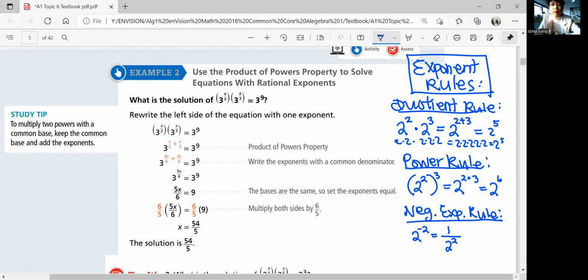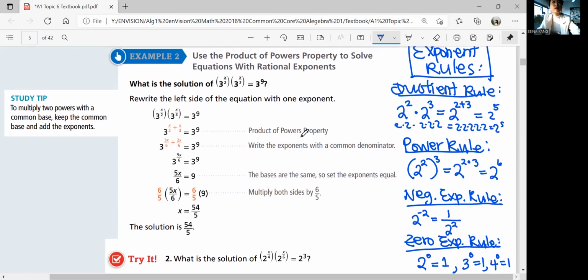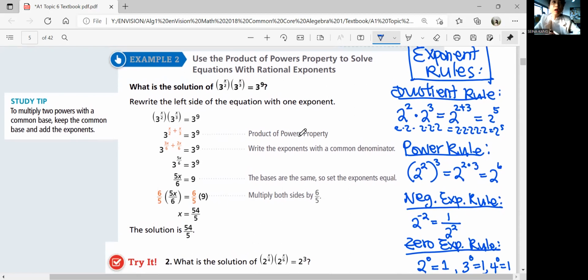Okay. And then the last one is the zero exponent rule. If your base is to the 0th power, any base with the 0th power is 1. 3 to the 0th power is 1. 4 to the 0th power is 1. Okay, everything is 1 if you have a 0th power. Okay, so remember those rules. We're going to use those rules to figure this out.